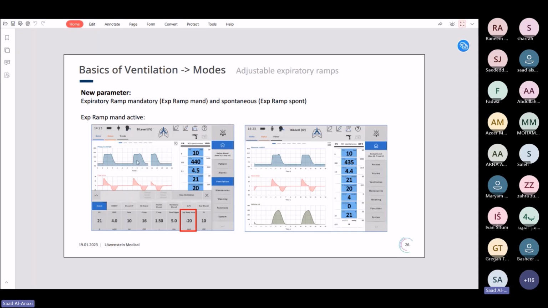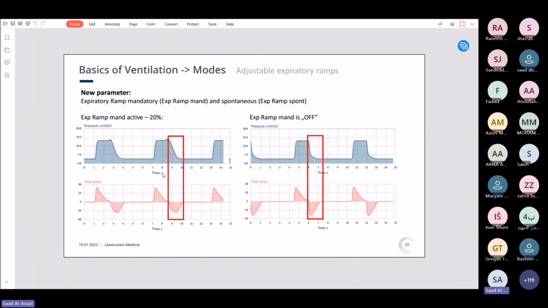So how can we explain it? After the inhalation phase finishes by 20%, the exhalation will start. This makes the exhalation longer and gives the patient more time to exhale. As you see here, this is a really good example, a good figure.